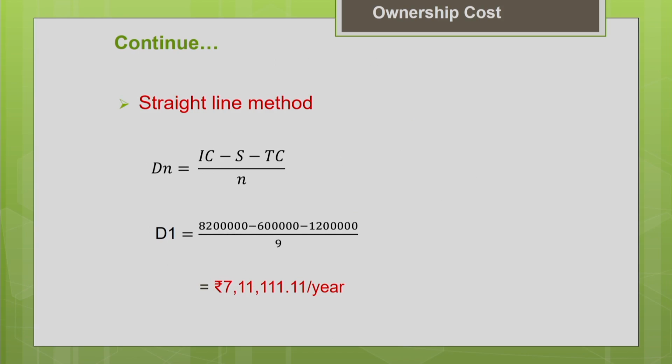First let us use the straight line method to estimate the depreciation. Your depreciation is nothing but your initial cost minus salvage value minus tire cost, divided by n. So here the factor of depreciation is 1/n. So 82 lakh is the initial cost, your salvage value is 12 lakh, and your tire cost is 6 lakh. Divide by 9, and you will get the annual depreciation for every year. It is going to be the same for every year. It's a straight line method.